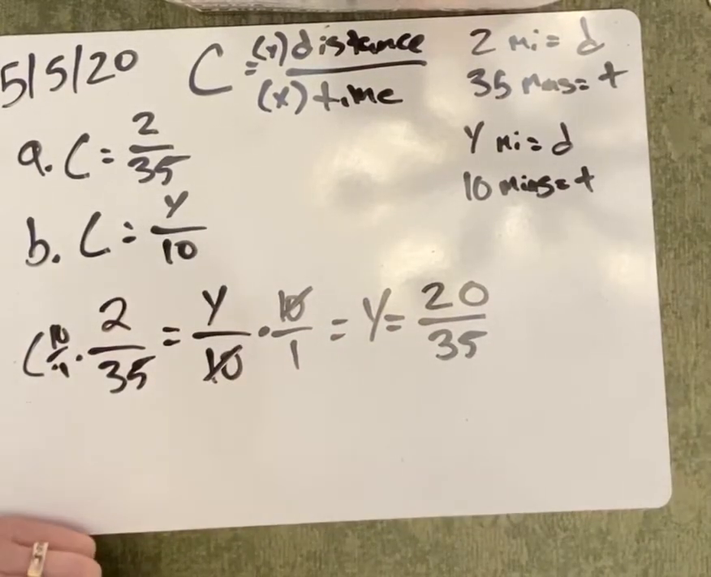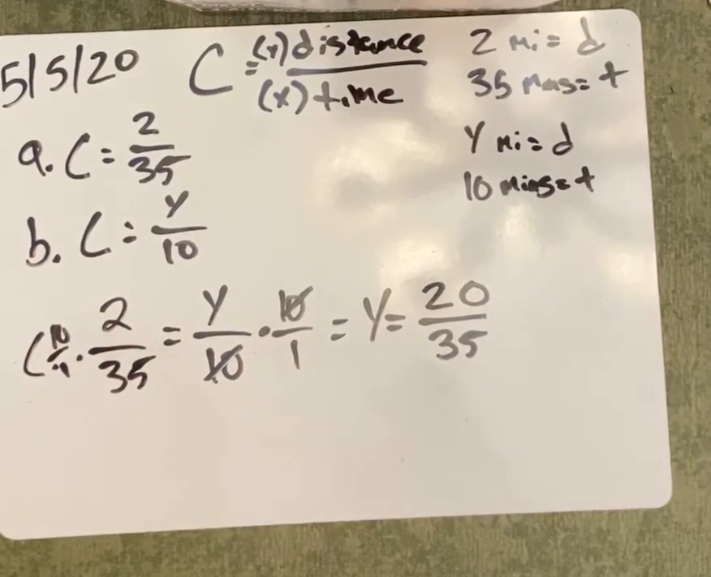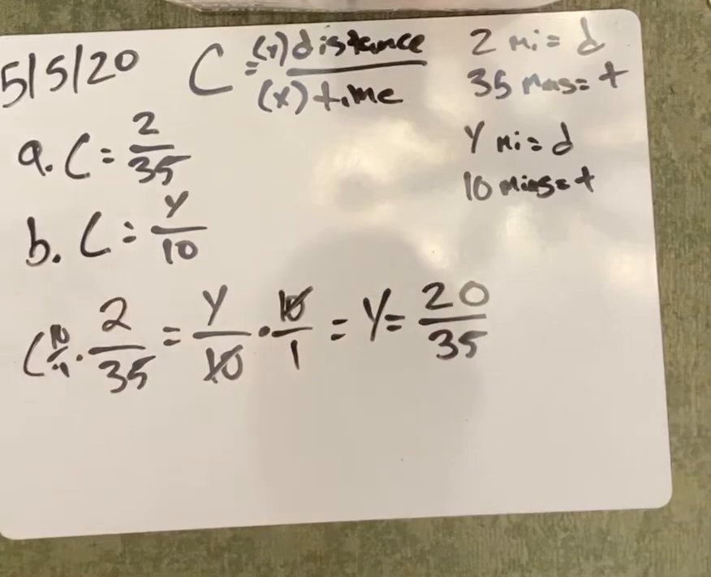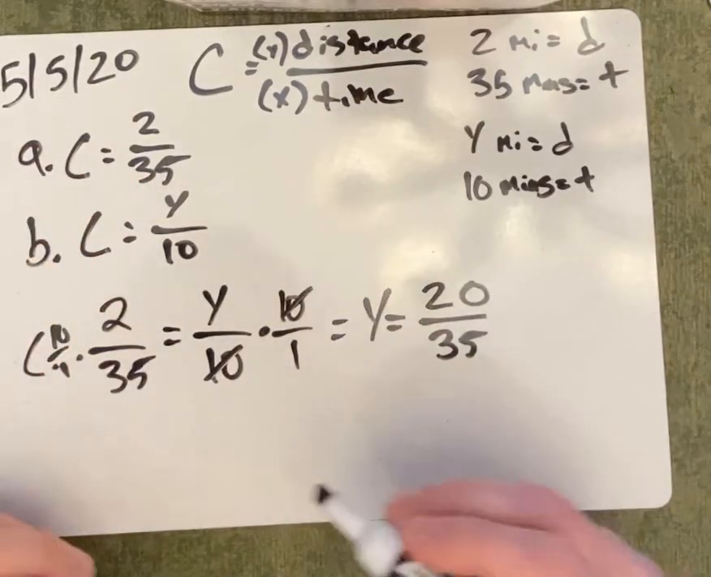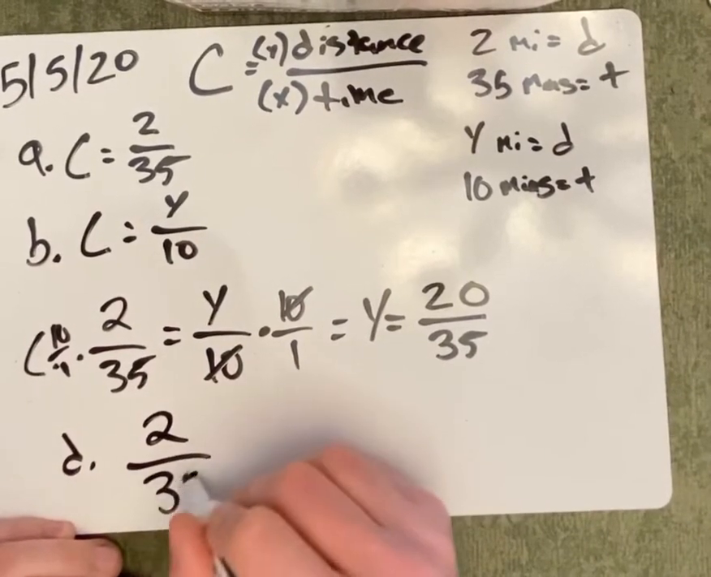And then finally, part D, write a 2-variable equation to represent how many miles Emma can walk over any time interval. Okay? So, I go back here. I have my first problem, which was 2 miles and 35 minutes, right? 2 miles and 35 minutes.